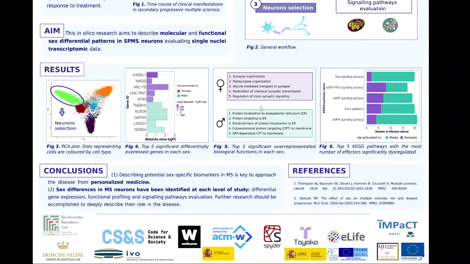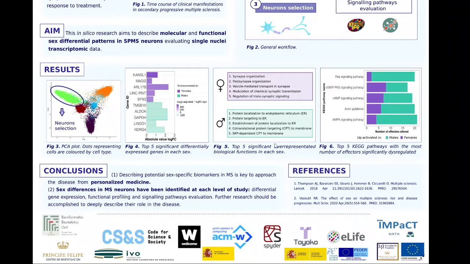Finally, the top 5 pathways with the higher number of effectors dysregulated were axon guidance, and the signaling pathways of RAS, guanosine and adenosine cyclic monophosphates, and AMPK molecules. This is relevant to highlight because here we see that in each pathway we identified effectors up-activated in females and other effectors up-activated in males. This led us to disclose that even though the pathway is altered in both sexes, the protein effectors involved are different for each sex.